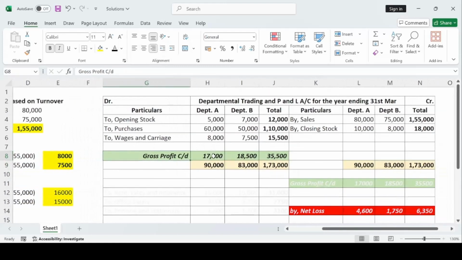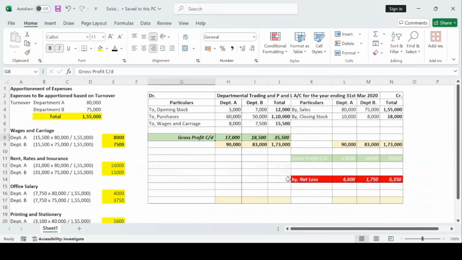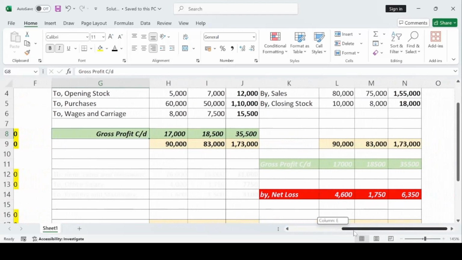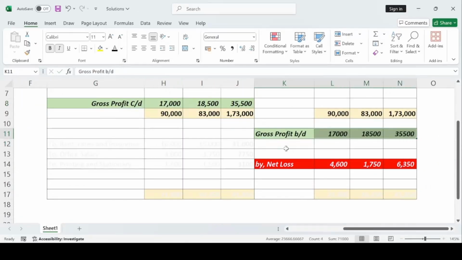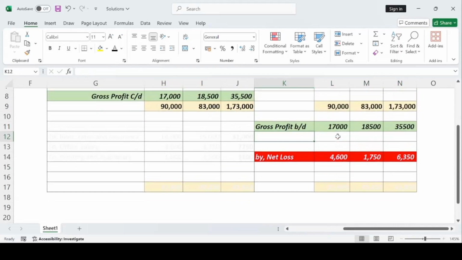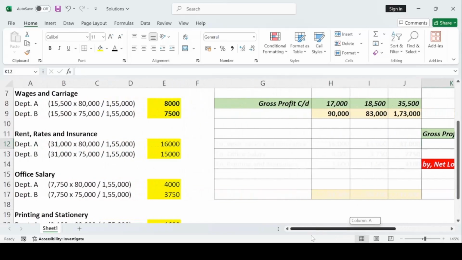So you have got your gross profit. So what is the next step you have to do? Next step you have to prepare your P&L account. So gross profit, carry it down. Now I will bring down that gross profit to the credit side. So gross profit brought down will also be the same. Okay. Now let us write all the indirect expenses and indirect incomes in your P&L account.